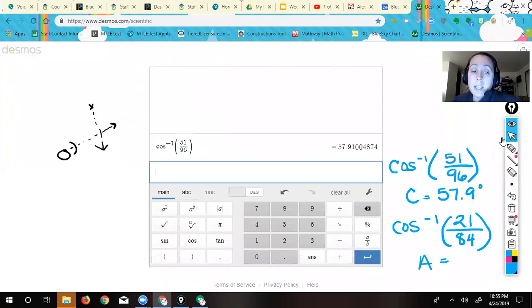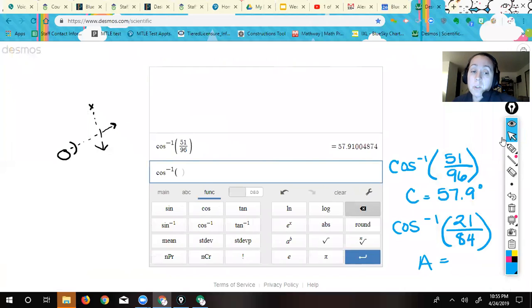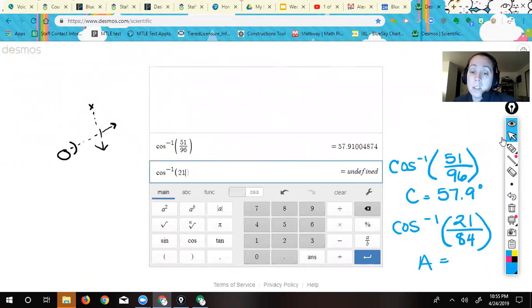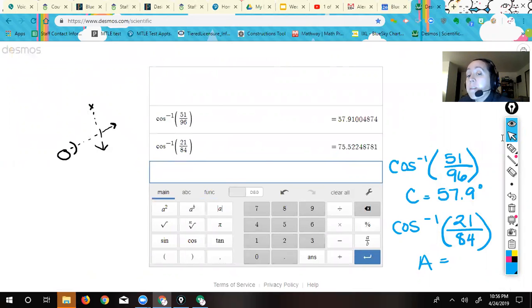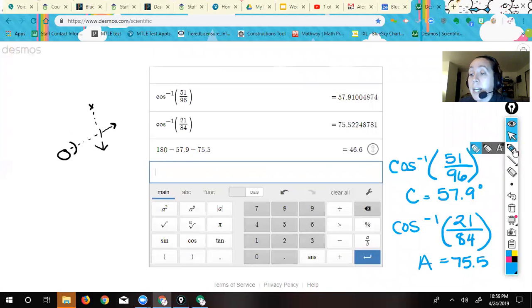So now we're going to go back to Desmos, and we're going to go inverse cosine 21 divided by 84. And you get an angle of about 75.52. So we'll just say 75.5. And while we're at it, we might as well subtract from 180, hey? So we could go 180 minus our first angle, which was 57.9, minus our second angle, 75.5. And that tells us that angle B, our last angle, has to be 46.6 degrees.